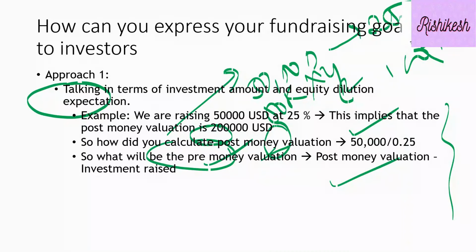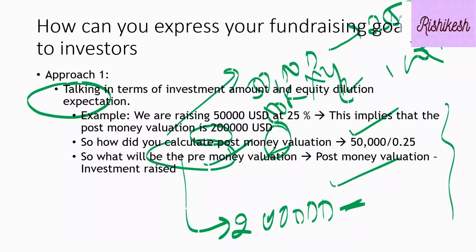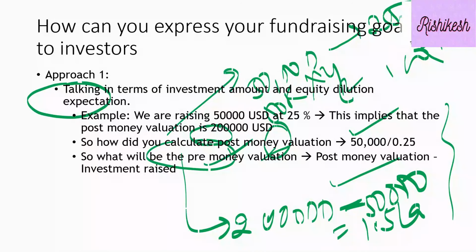And now once you have the post money valuation, how can you calculate the pre-money valuation? It is the post-money valuation minus investment raised. So the post-money valuation is 2 lakh, right? And you subtract the investment raised, that is 50,000 US dollars. So that comes out to be 1.5 lakh US dollars, right? This will be your pre-money valuation. So this is one way of expressing your fundraising goals to the investor.